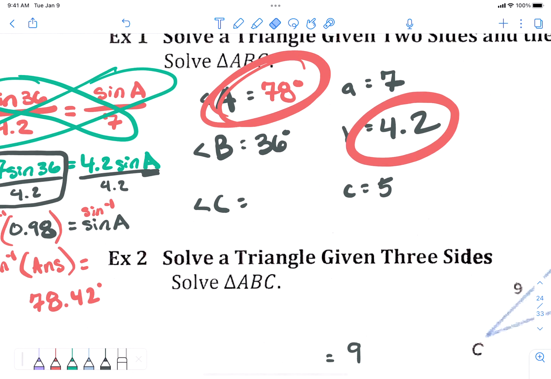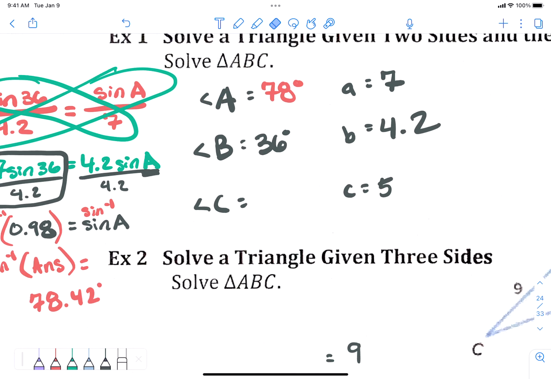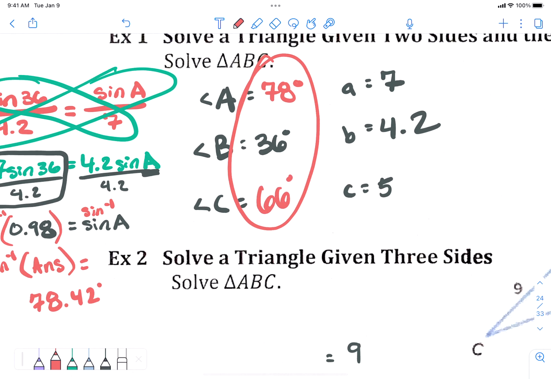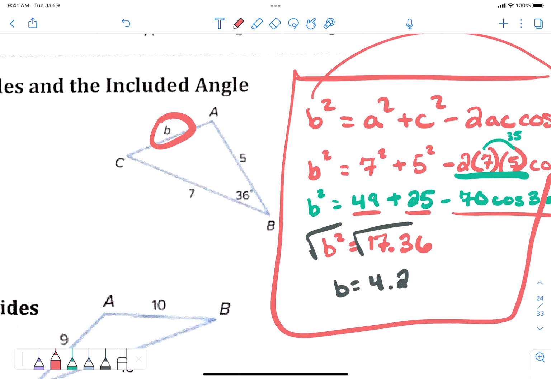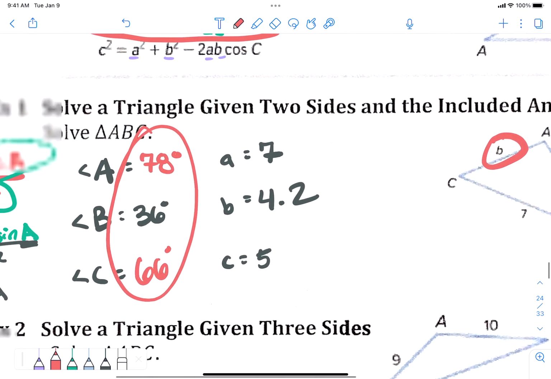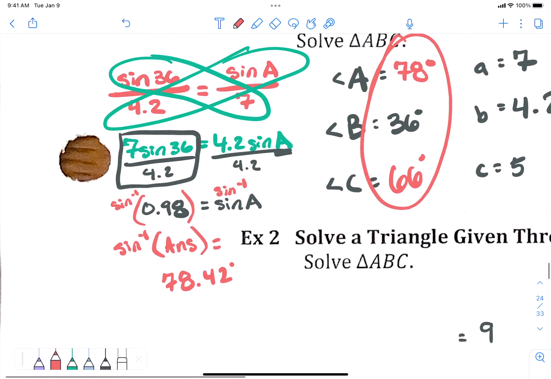Right, so I could do the law of sines again, but why would I do that when I can just add and subtract from 180? What is it? 66 degrees. Perfect. When you're doing these problems, you should only have to do the law of cosines, this ugly procedure, once to get one piece of information, and then from there you can do the law of sines again.